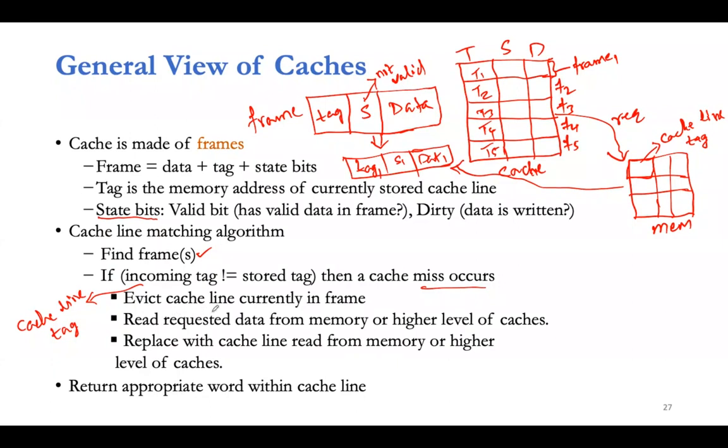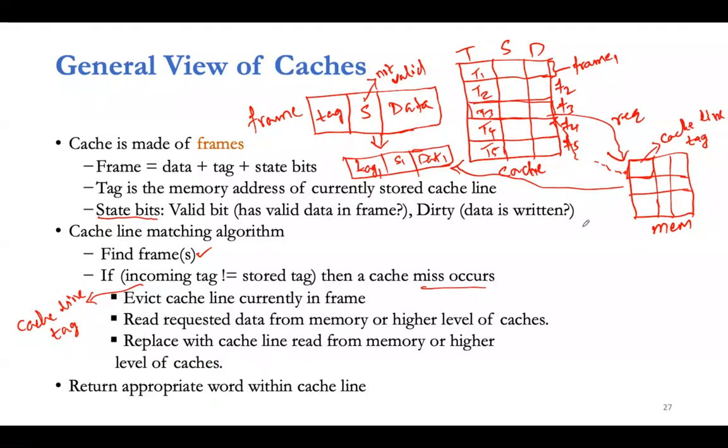Then evict the cache line currently in the frame, if a frame is filled and allotted to the next upcoming cache line. Evict the cache line currently in the frame, then read the requested data from the main memory or the higher level of caches, and replace it with the cache line read from memory or the higher level of caches. Upon that, return the appropriate word within the cache line.